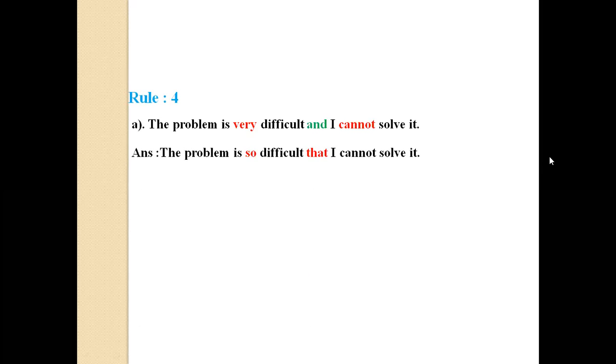Now rule 4. The problem is very difficult and I cannot solve it. If you find very and 'and' in a compound sentence, and you are asked to turn it into complex, use so instead of very and that instead of and. So the answer will be: the problem is so difficult that I cannot solve it.